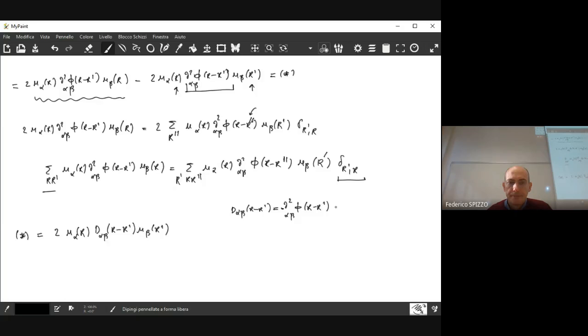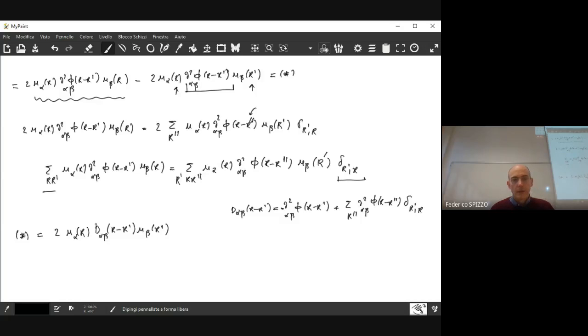And then we have plus the summation over R second of D square alpha beta phi of R minus R second Kronecker delta R prime R. So this is the full expression of D. The important thing is that thanks to the introduction of this matrix, we may just rewrite in a more compact way the potential term.